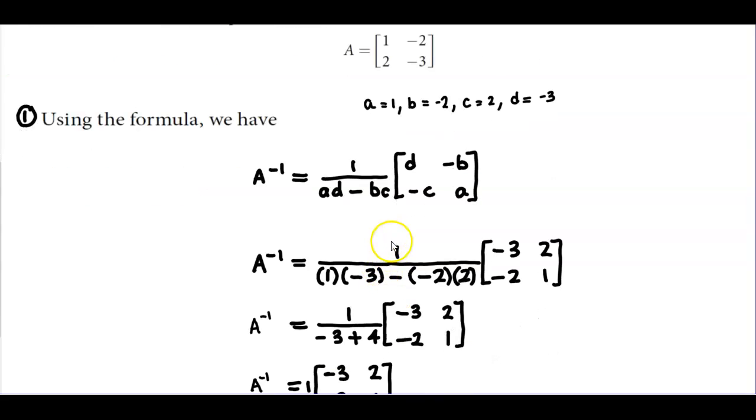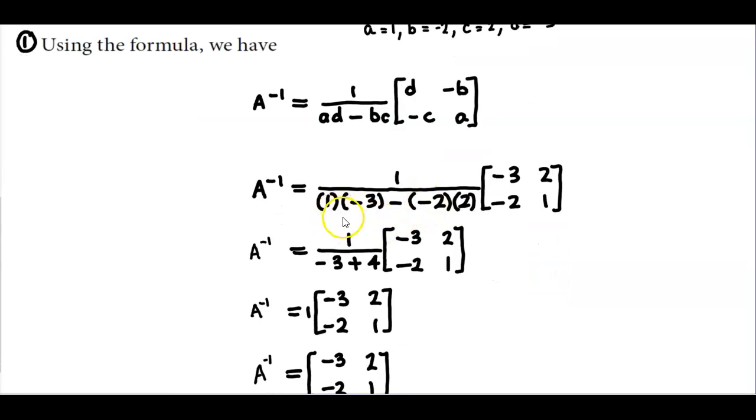So we have 1 over a, which is 1, times d, which is negative 3, minus the value of b, which is negative 2, times the value of c. And then we plug in the values. We know that d is negative 3. We know that negative b is negative times a negative 2, which is a positive 2. And negative c, with c being a positive 2, is negative 2. And then we have the value of a, which is 1. So you have to be careful of your signs here.